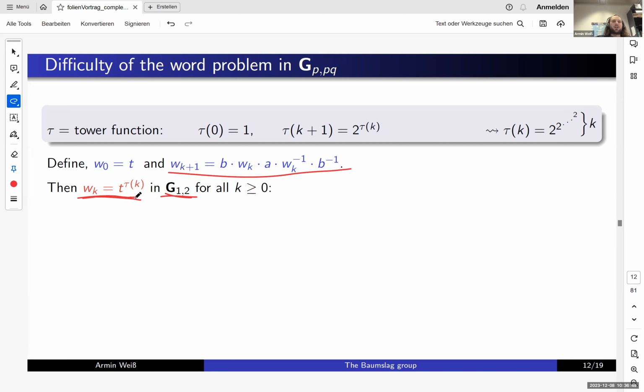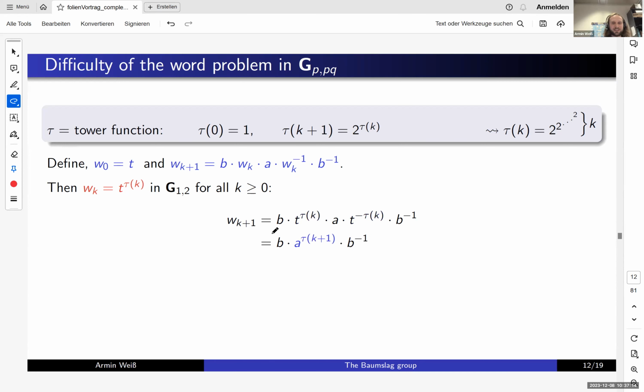So this is a very, very long word in the group. And when we apply Britton reductions, we would actually rewrite WK to T to the power of K, and that would show that this approach for solving the word problem is really, really slow or bad. To show that this is true, it's a really easy induction. We just apply the definition and induction hypotheses, and then we do the Britton reductions, and that gives T to the power of K plus 1.